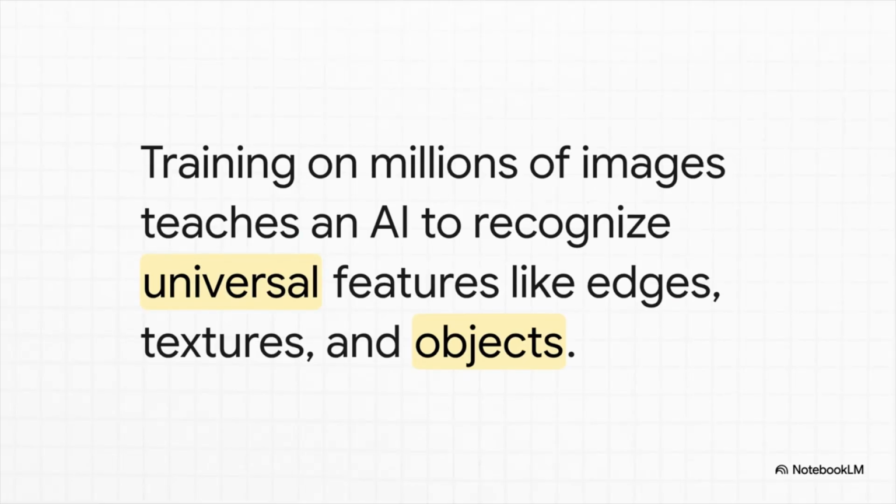And it's really important to get what's happening during this massive training process. The AI isn't just memorizing millions of pictures of cats and dogs. No, it's learning the fundamental building blocks of vision itself. It's figuring out what an edge looks like, how to tell different textures apart, how shapes create patterns. Now, this kind of training is super resource intensive for sure, but the result is an AI that has a general, almost universal understanding of the visual world.